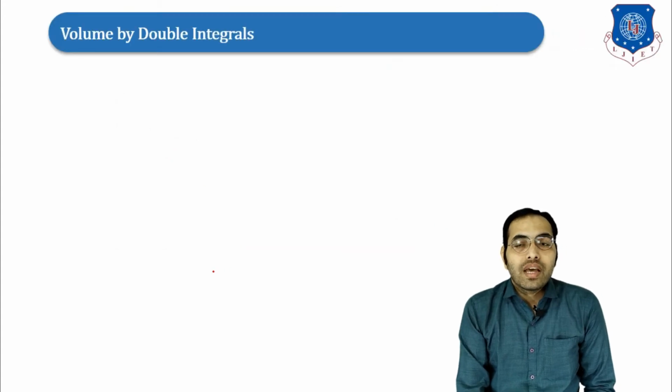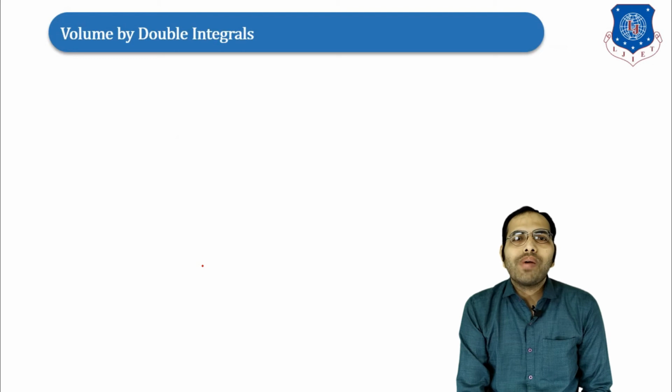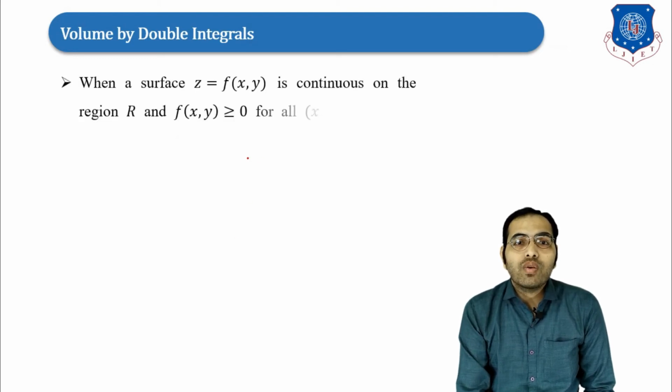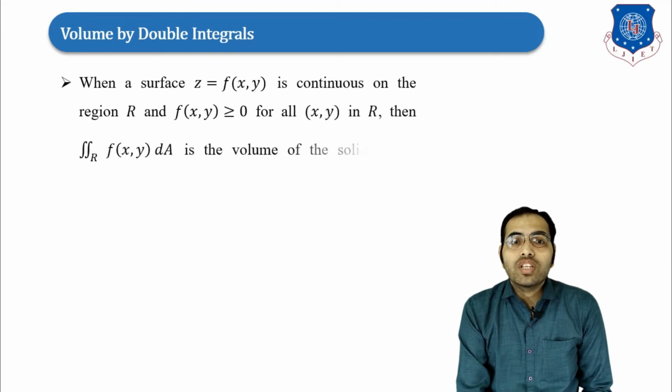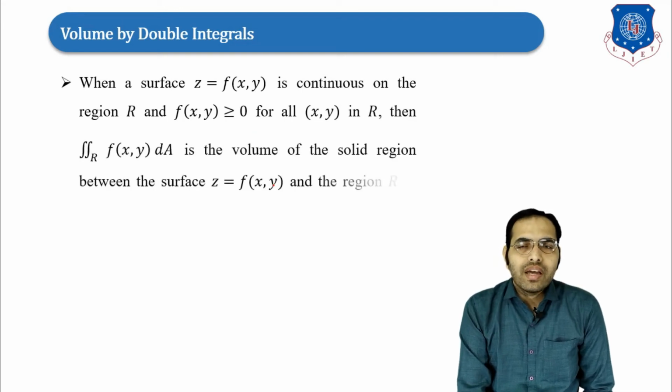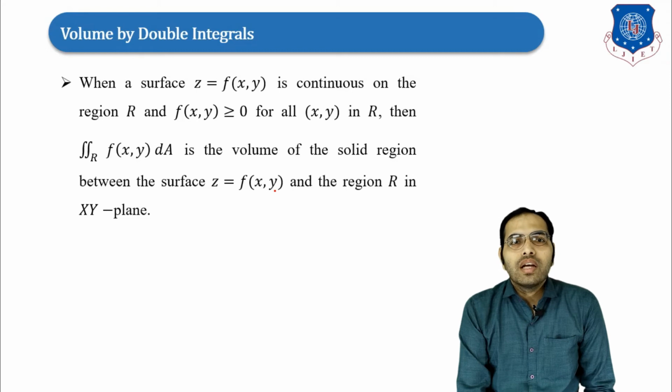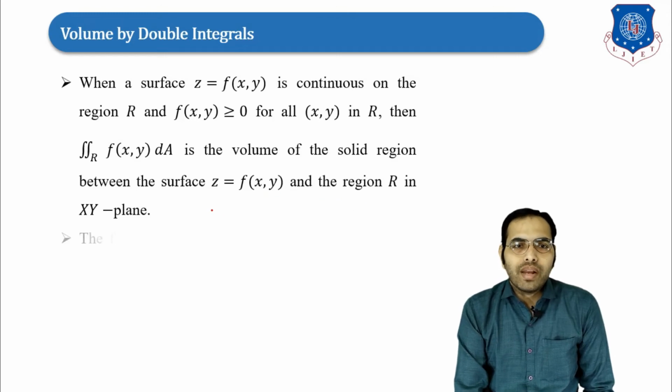Let's see the next topic, which is volume by the double integral. When a surface z equal to f of xy is continuous on the region capital R, and f of xy is greater than or equal to 0 for all values of xy in the region, then the double integral over the region f of xy dA is the volume of the solid region between the surface z equal to f of xy and the region R in the xy plane.